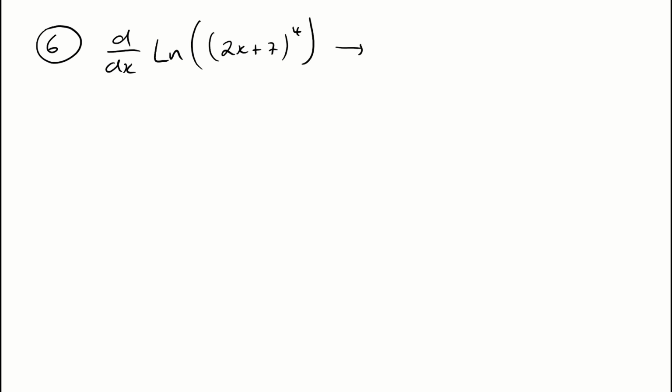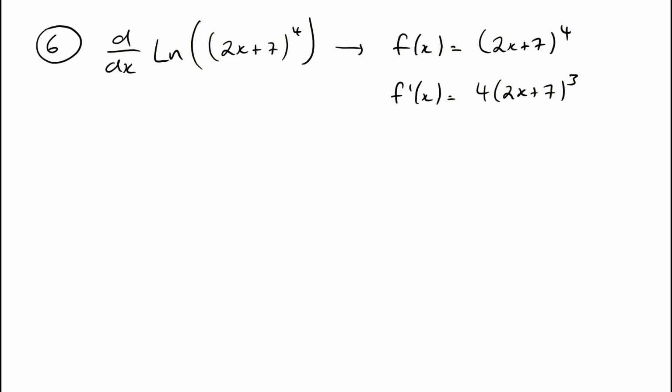If we do another example here, differentiate the natural log of 2x plus 7 all to the power of 4. So here we're going to use the chain rule. My original function f of x inside of that bracket is just my 2x plus 7 to the power of 4. If I differentiate that, I get my 4 times 2x plus 7 cubed, as I normally would, but I have to multiply by the derivative of what's inside. So I actually get 8 lots of 2x plus 7 to the power of 3.